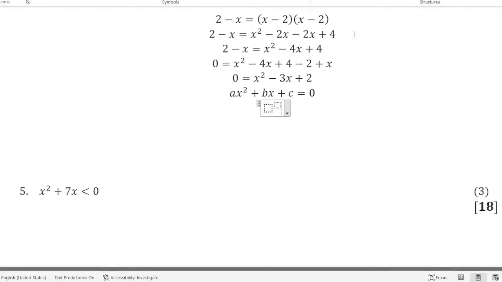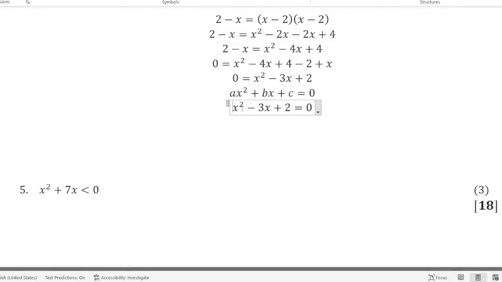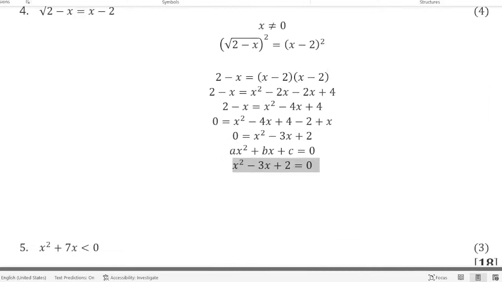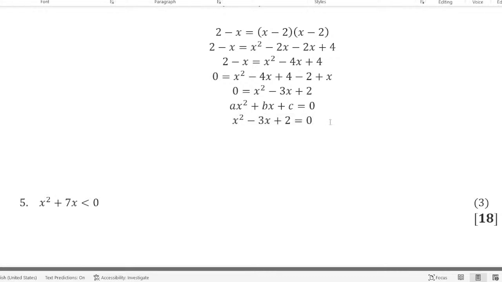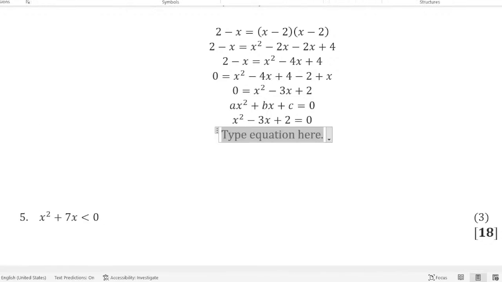So that will be x squared minus 3x plus 2 is equal to 0. So now it is in the right order. Remember, this is 4 marks, which means that you have to use the factors. In other words, you have to factorize. Factors of 2, this one is quite easy. So we have to factorize.